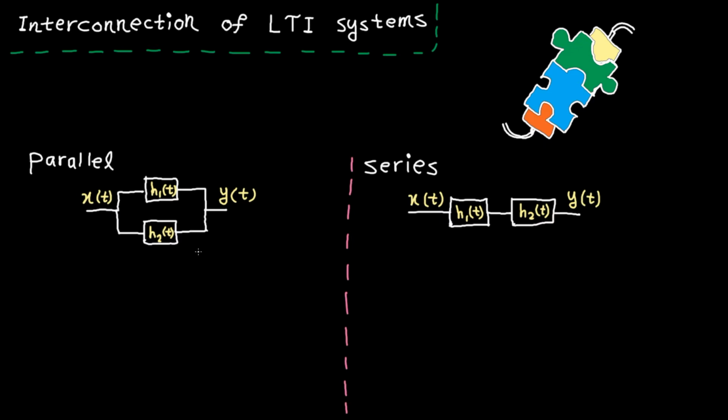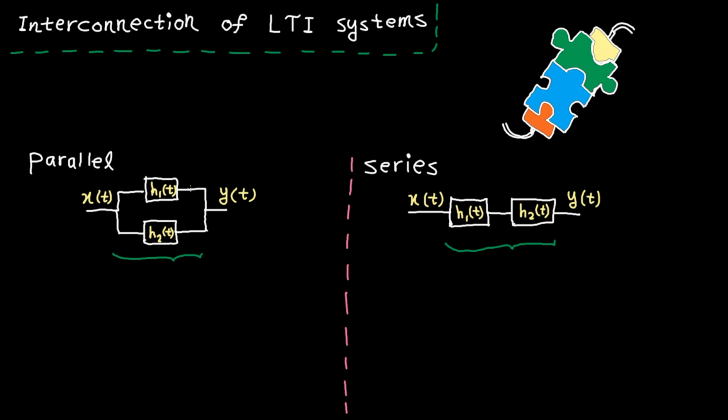Now we are interested to find the impulse response for the whole system. Basically, we want to replace this block or this block with just one system that mimics the same behavior. In general, if you want to find the impulse response for several blocks, always start from the output and try to find the relation between output and input.